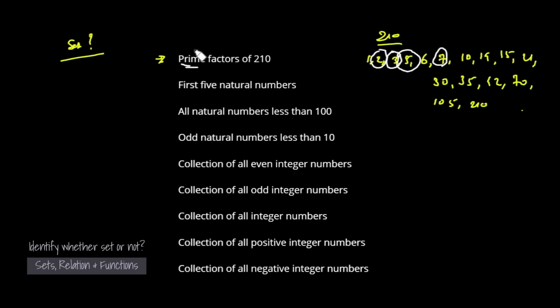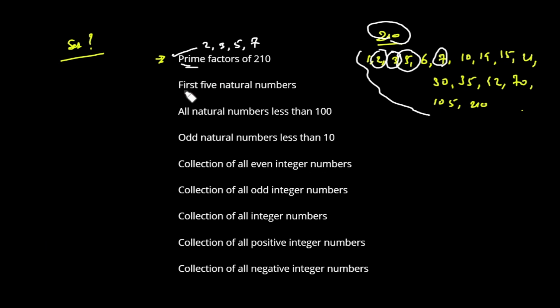So it means that this particular collection, prime factors, these are all the factors of this particular number, but the prime factors are 2, 3, 5 and 7, right? So these are the prime factors of 210. So it has a well defined set of objects, so it is a set.